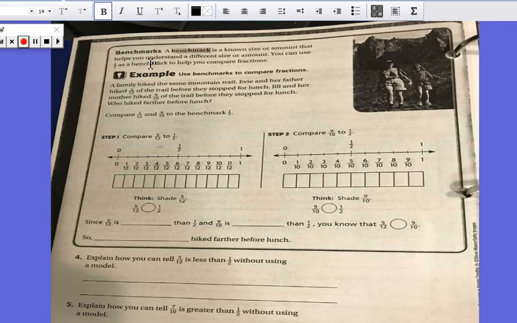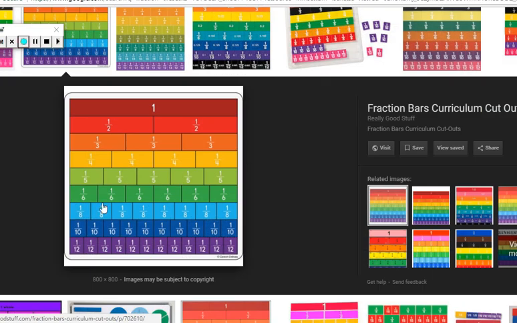So if I come to step 1, compare 5/12 to 1/2, you can go ahead and start building 5/12 with your tiles. So 1, 2, 3, 4, 5. That's what 5/12 looks like.